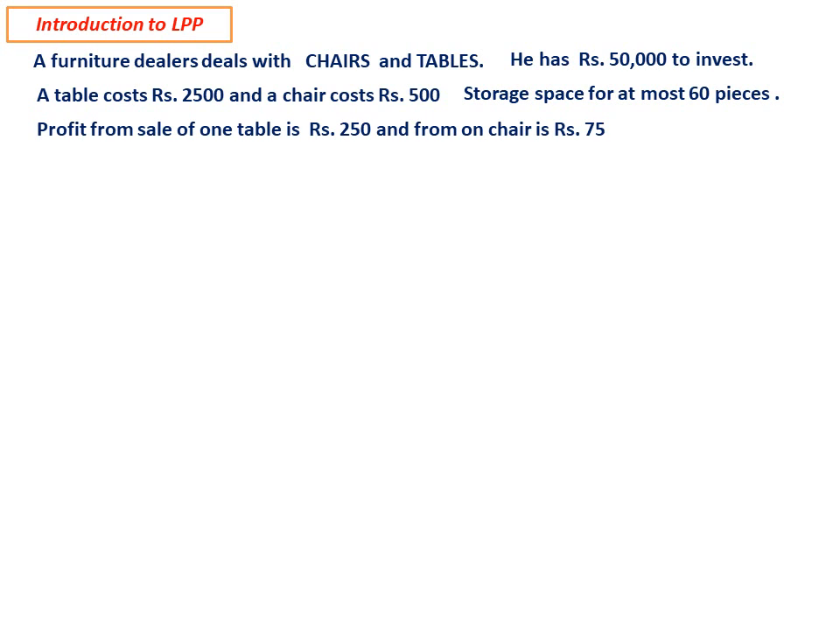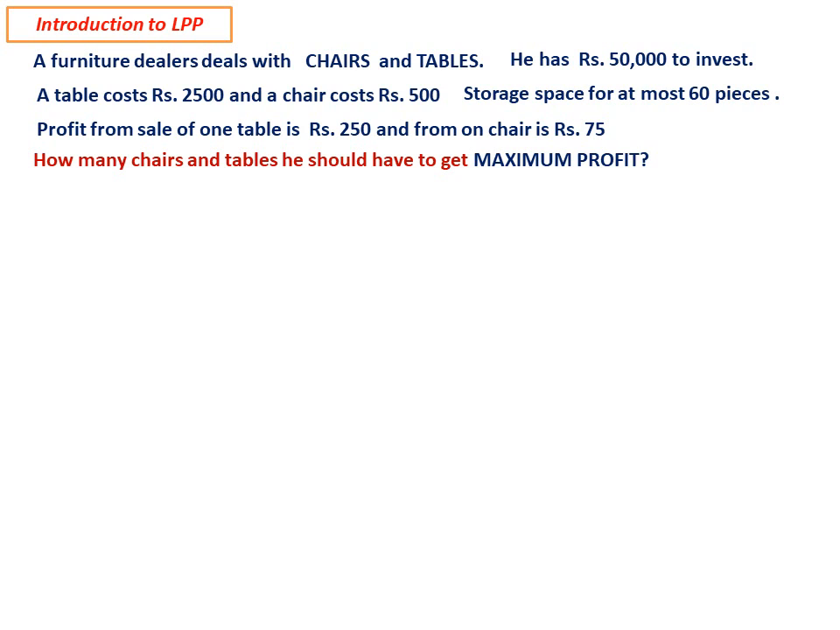Now profit of one table is 250 rupees and profit from one chair is 75 rupees. So these five informations are given to us. Now the problem is this: how many chairs and tables he should have to get maximum profit? So this is the problem.